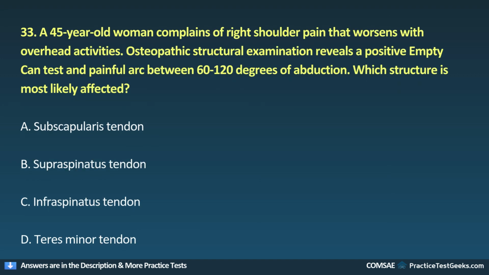33. A 45-year-old woman complains of right shoulder pain that worsens with overhead activities. Osteopathic structural examination reveals a positive empty can test and painful arc between 60 to 120 degrees of abduction. Which structure is most likely affected? A. Subscapularis tendon. B. Supraspinatus tendon. C. Infraspinatus tendon. D. Teres minor tendon.